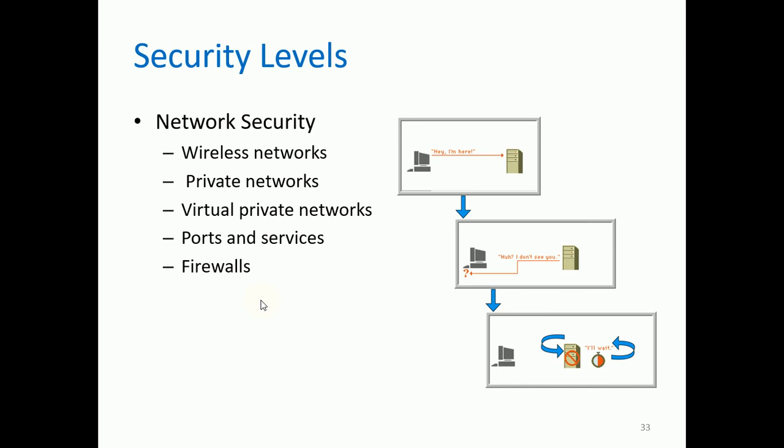Another issue for network security is wireless networks. That's why they have passwords for wireless networks, and of course private networks, so only authorized devices can access the network. And also we have virtual private networks, ports and services, and the use of firewalls.